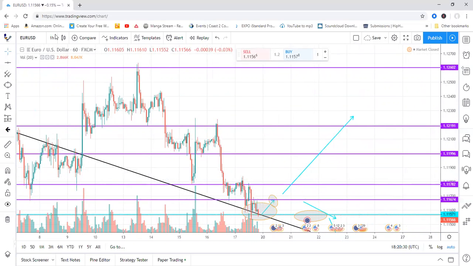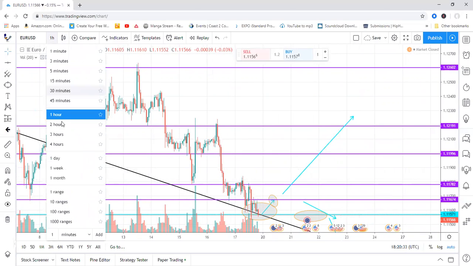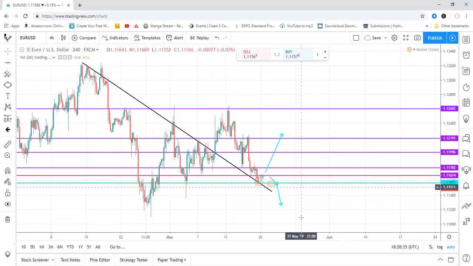If only we could see this in a better view on TradingView. Doing the best I can, guys. Doing the best I can. All right, this is better.